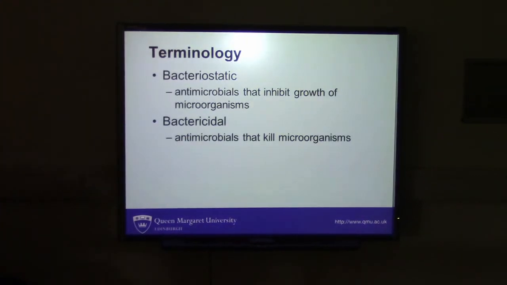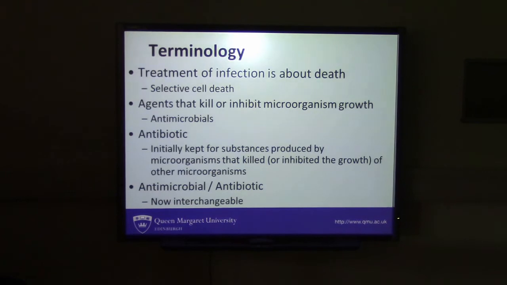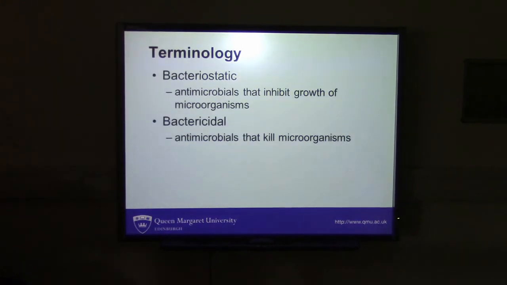Some other terminology that you need to get your head around is the phrases bacteriostatic and bactericidal. It doesn't matter whether we're referring to a drug as being antimicrobial or antibiotic. Within that, we have these classes. These drugs are either going to kill the microorganism, or they're going to inhibit its growth. If they're killing, they're bactericidal. If they're inhibiting the growth, they're bacteriostatic.